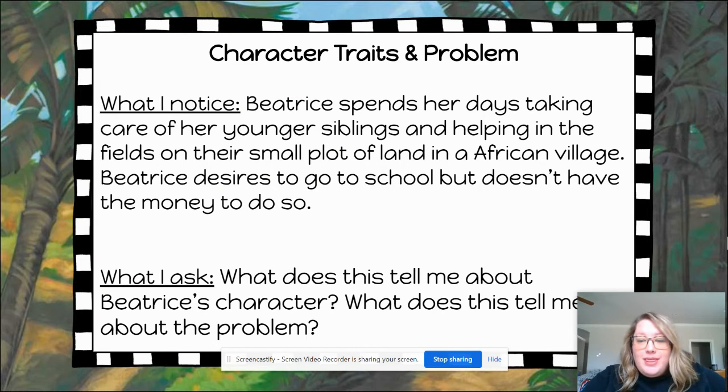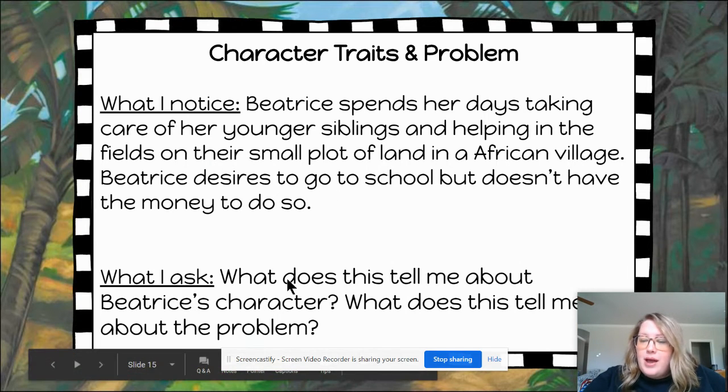Okay, so when we think back to Beatrice's Goat, and we think about the character traits and the problem in there, what I noticed in the story was Beatrice spends her days taking care of her younger siblings and helping in the fields and plowing in her African village. And she desires so badly to go to school, but her family does not have enough money. So based on that from the story, what do you notice? What could a good reader ask themselves?